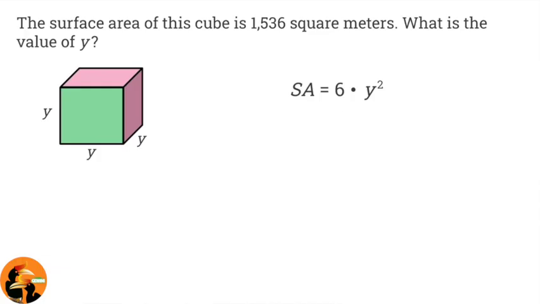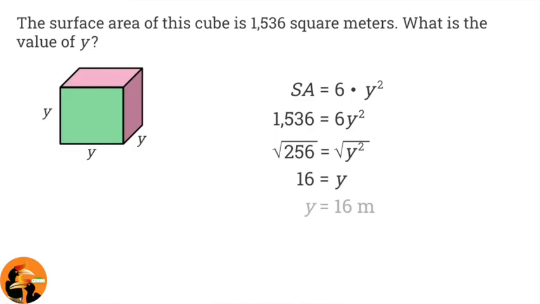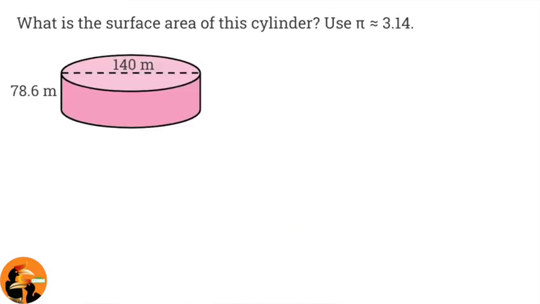If we substitute 1,536 for surface area, we can divide both sides by 6 to find that 256 is equal to y squared. Next, we'll take the square root of both sides of the equation. The square root of 256 is 16, so y is equal to 16. That means each side of the cube measures 16 meters. Awesome work! Let's check out one more problem.